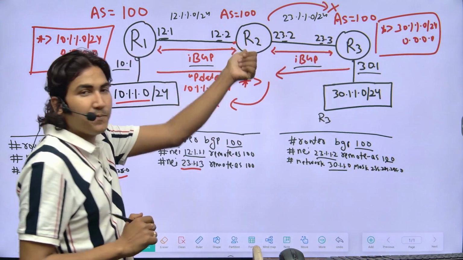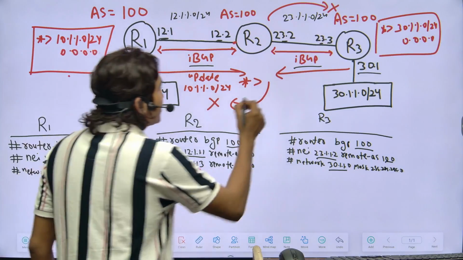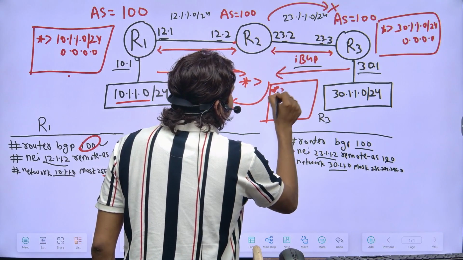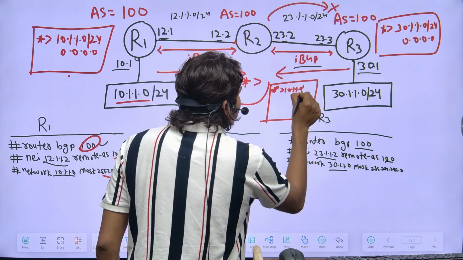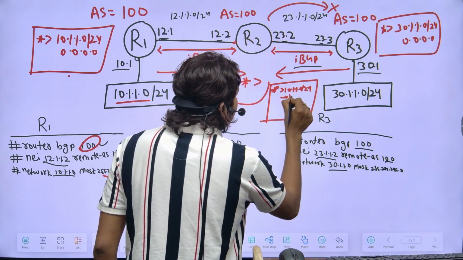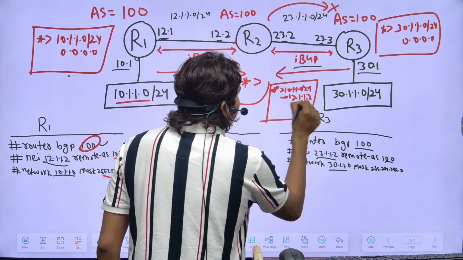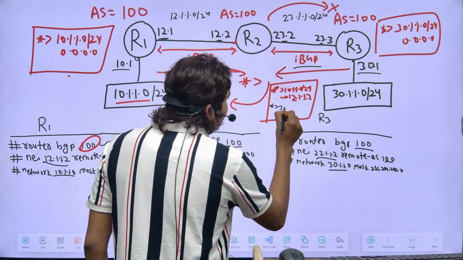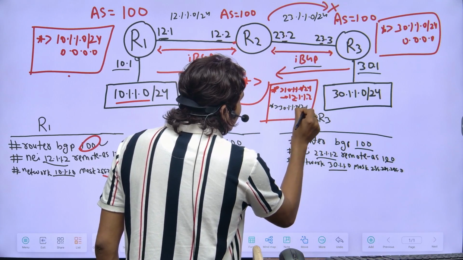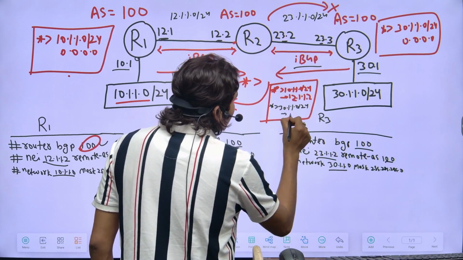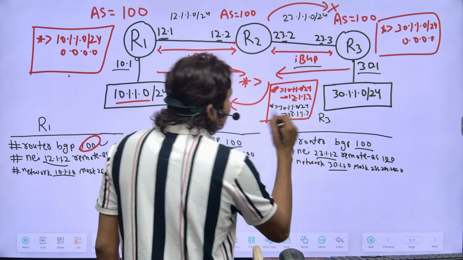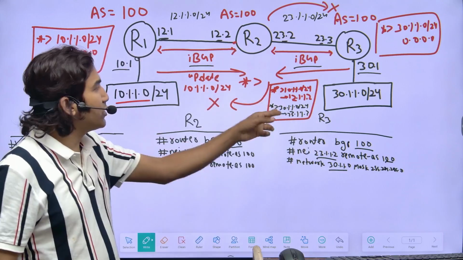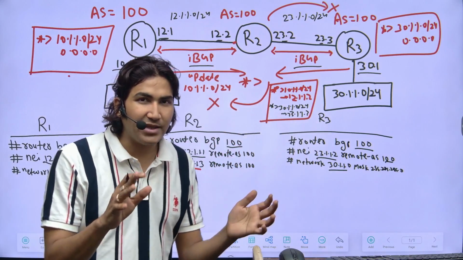If you check the BGP table of R2, guys, here we will have both subnets, valid as well as best. 10.1.1.0/24, next hop IP address is 12.1.1.2, correct? One more subnet will be there, again valid as well as best, 30.1.1.0/24, and the next hop IP address is 23.1.1.3, which is reachable. That means this prefix is also valid as well as best.